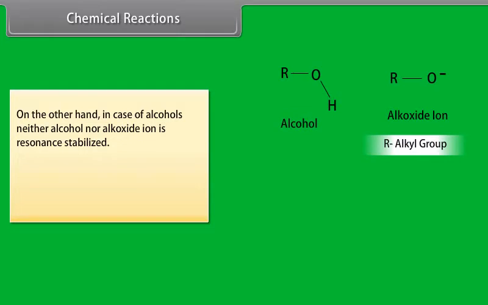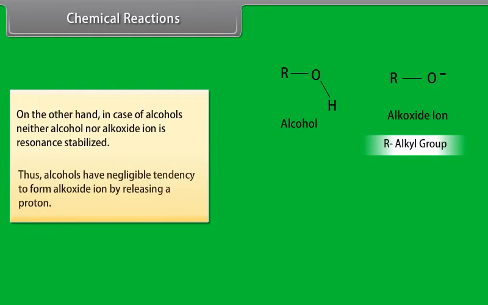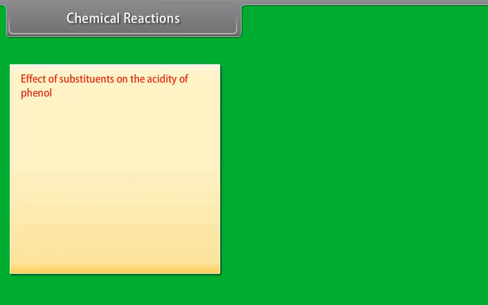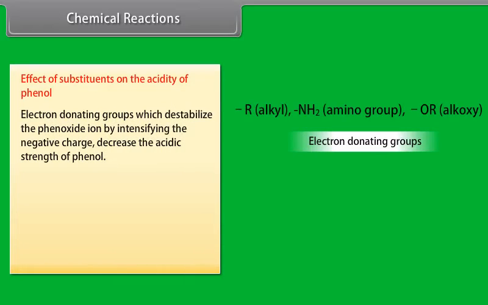is also resonance stabilized. But phenoxide ion is better stabilized than phenol because in phenol, the 3 contributing structures that are second, third and fourth involve charge separation, whereas in case of phenoxide ion, there is no charge separation. Hence, phenol has greater tendency to change into more stable phenoxide ion by releasing a proton.